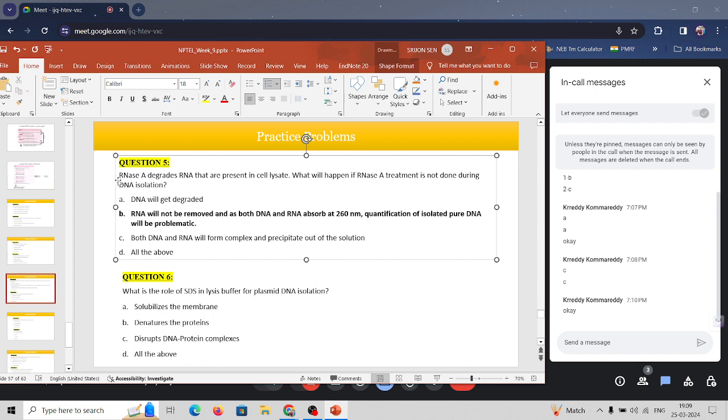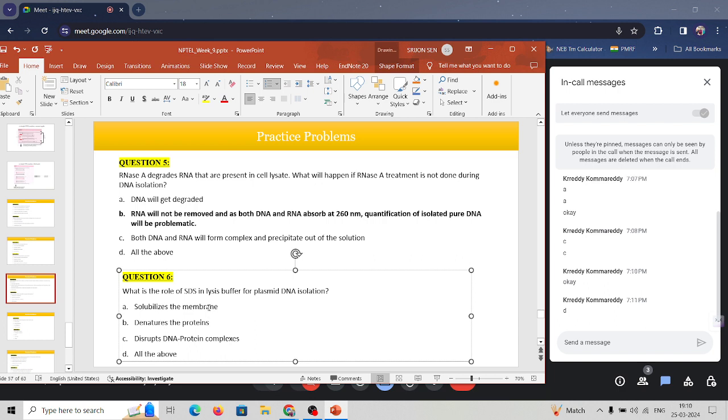So keep that in mind. You have to see it. If it's only spoken of RNases, not A or H, then B and C both would be correct. But as we are speaking of RNase A, B is correct. If we had spoken of RNase H, option C would have been correct. Okay. So just keep this in mind. Anyways, good try. What is the role of SDS in lysis buffer for plasmid DNA isolation?